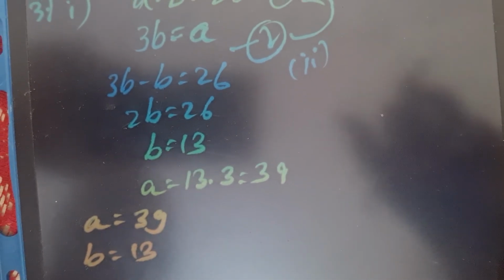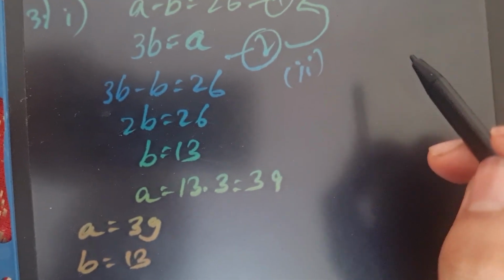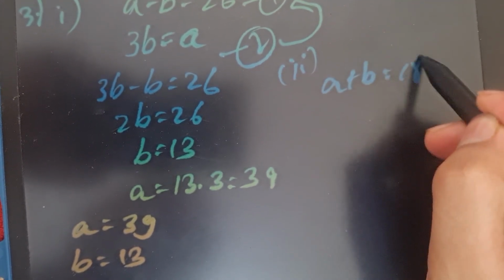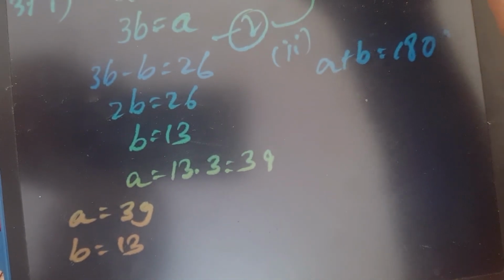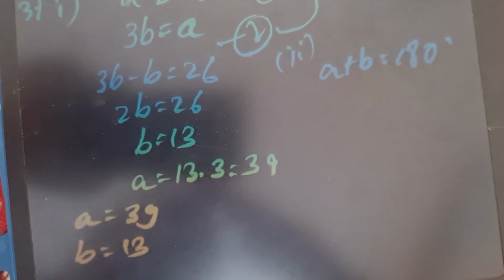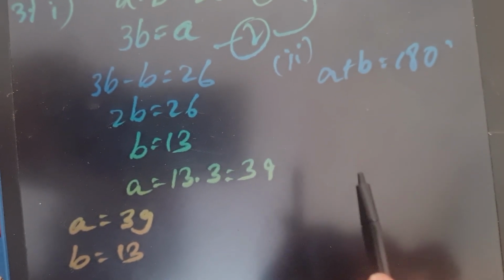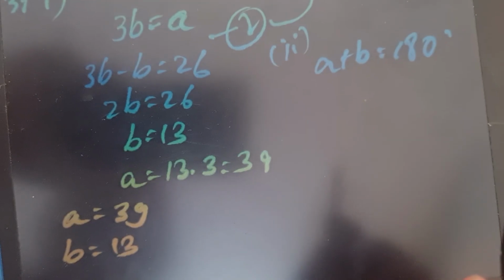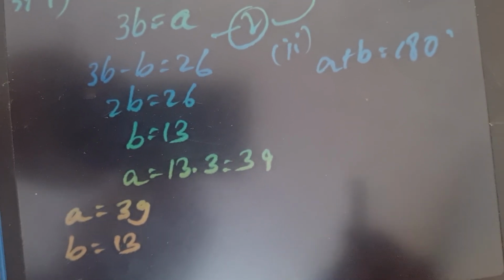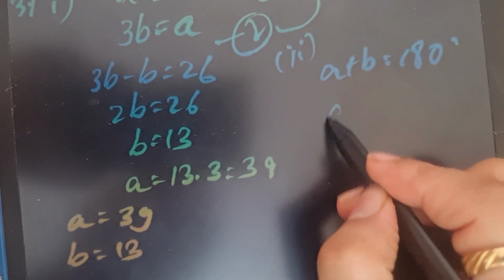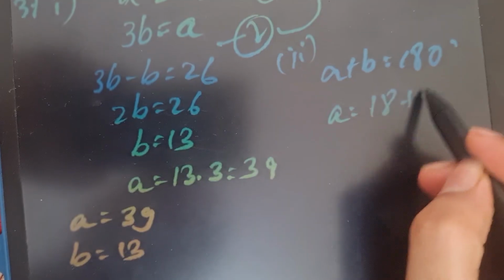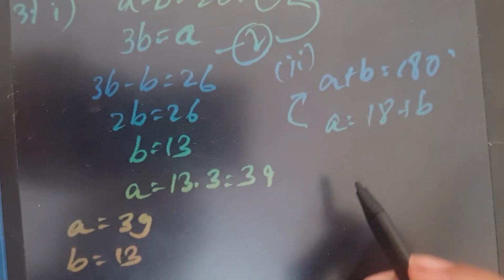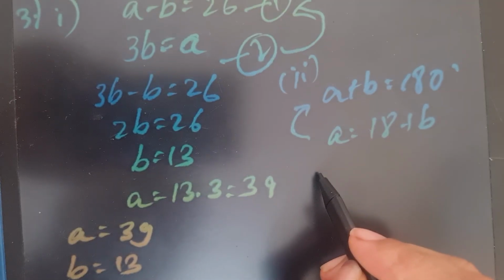So it's two supplementary angles. What are supplementary angles? a plus b is equal to 180 degrees. The sum of those two angles is 180. So a plus b is 180. And the other thing they have mentioned is that the larger of two supplementary angles exceeds the smaller by 18 degrees. So a is equal to 18 plus b. Okay, now we will substitute the value of a in equation 1.